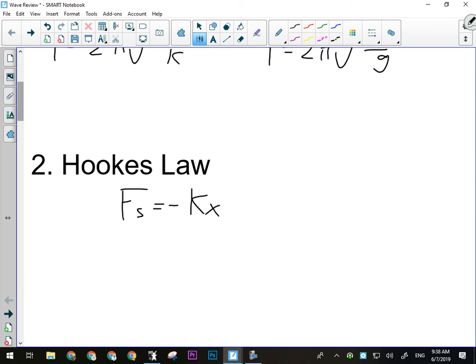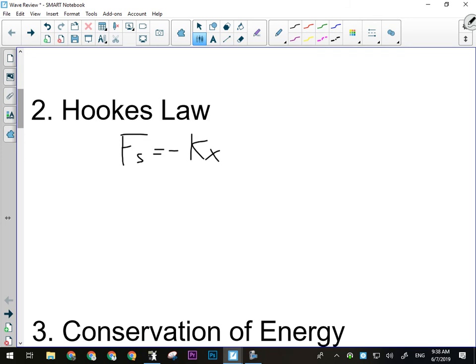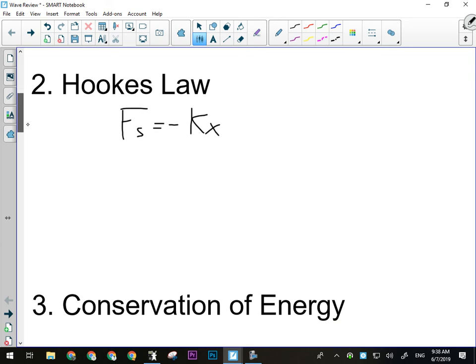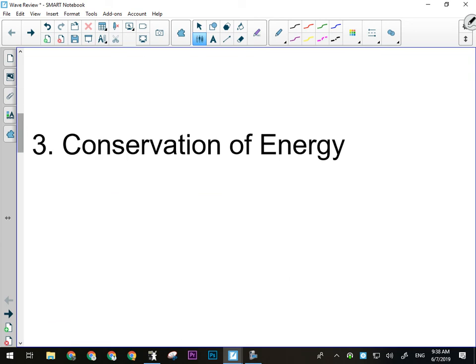All right. So expect that there could be a multiple choice question about this, but there's definitely going to be a problem solving item to do with just Hooke's law. Then we talked about conservation of energy. Remember, conservation of energy is always the same: mechanical energy initial equals mechanical energy final.